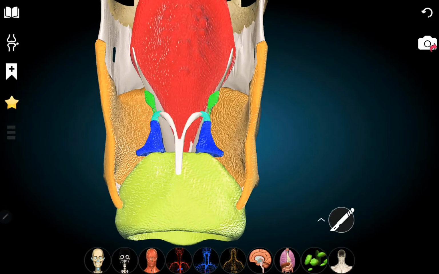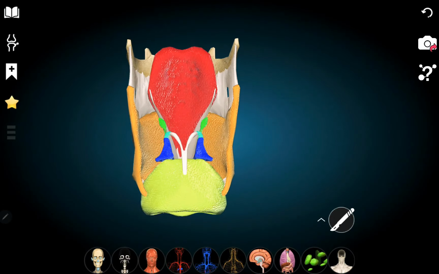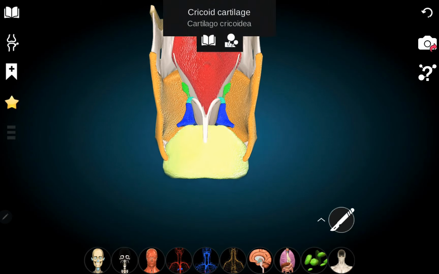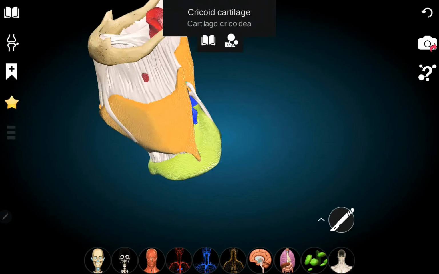So from the posterior aspect of the larynx, see, this is the posterior aspect of the larynx, which consists of, you can easily see, this leaf-shaped epiglottic cartilage. You can also see the pyramid-shaped blue one, the arytenoid cartilage. On the top of arytenoid cartilage, you can see the corniculate cartilage. On the top of corniculate cartilage, you can also see the cuneiform cartilage, and also see the thyroid cartilage, which is open posteriorly. The cricoid cartilage, on the other hand, is ring shaped.